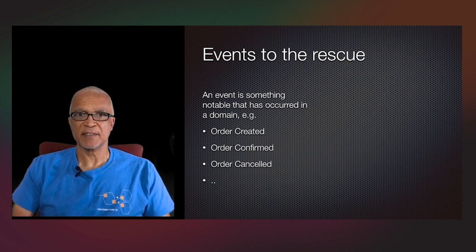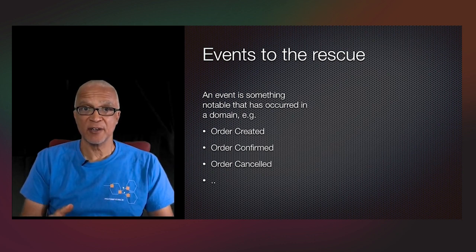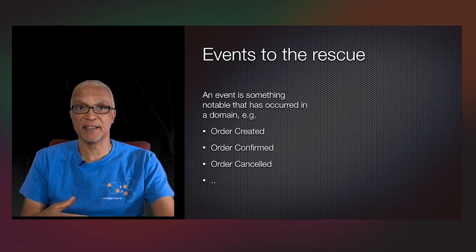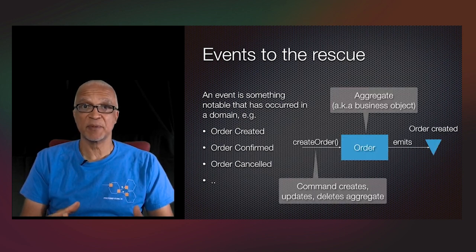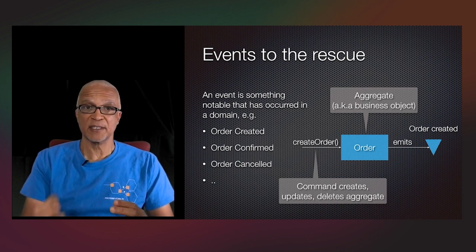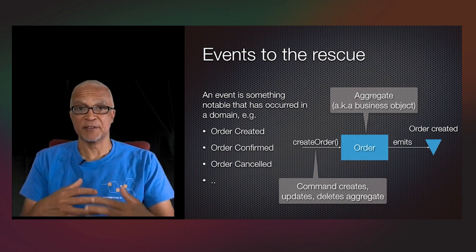Conceptually, an event is something notable that happens in a domain. If your domain is e-commerce, then examples of events include order created, order cancelled. If your business is an airline, then events include flight departed, flight landed, flight arrived at the gate. From a domain-driven design perspective, an event is emitted by an aggregate, which is another term for business object. A command creates, updates, or deletes an aggregate. The aggregate responds by emitting an event.